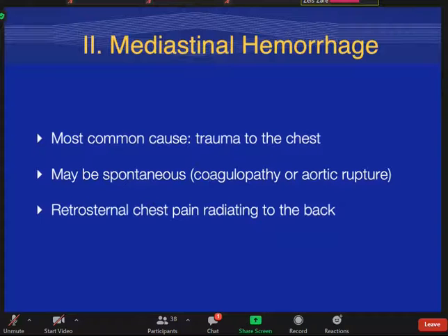Injury to the mediastinal vessels resulting from blunt or penetrating thoracic trauma is the most common cause of mediastinal hemorrhage. Spontaneous hemorrhage may develop in patients with coagulopathy or with aortic rupture from aneurysm or dissection. The most common symptom is retrosternal chest pain radiating towards the back.